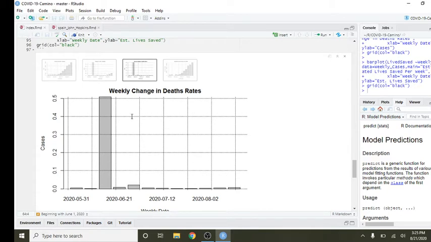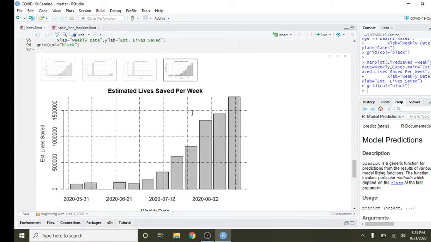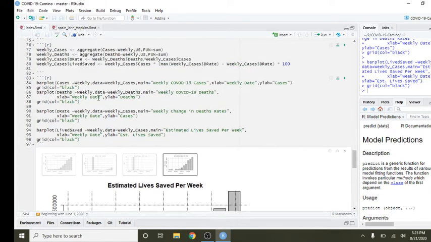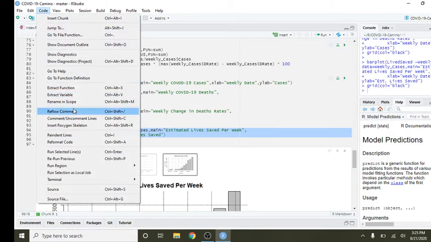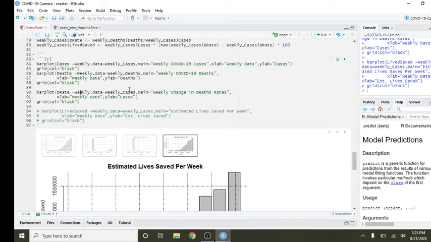Death range, estimated lives saved based on the declining. This obviously can't be correct because we didn't save 15 million. Let's just get rid of this here. Let's just get rid of that. That probably isn't a very good thing.